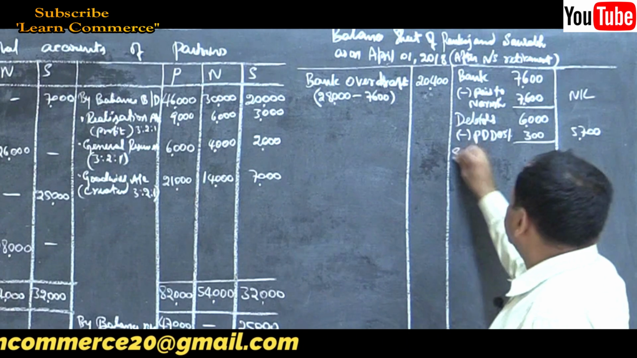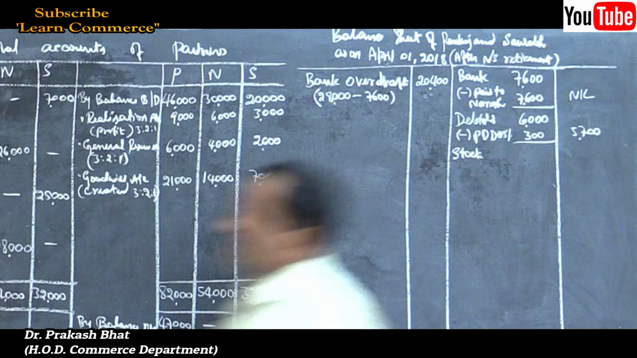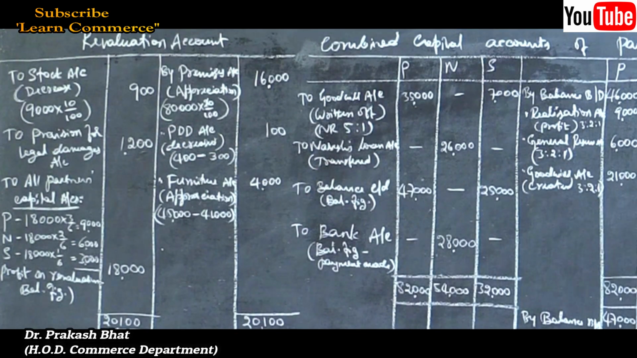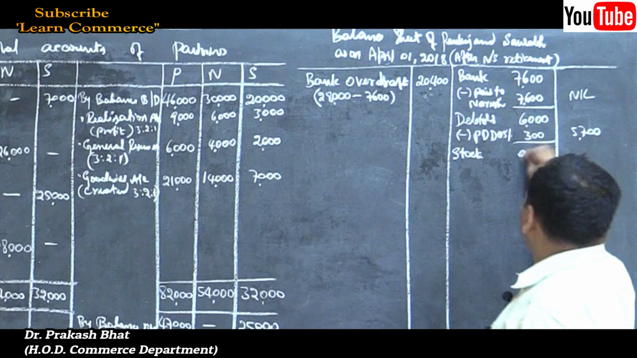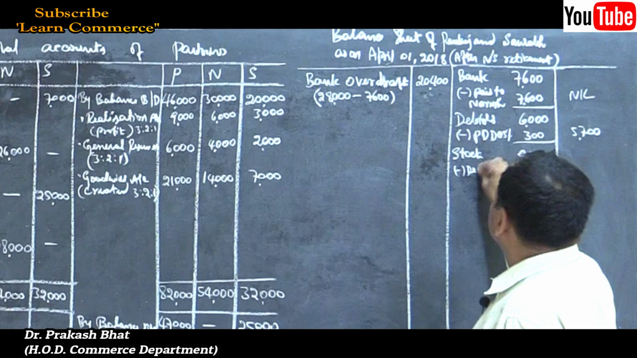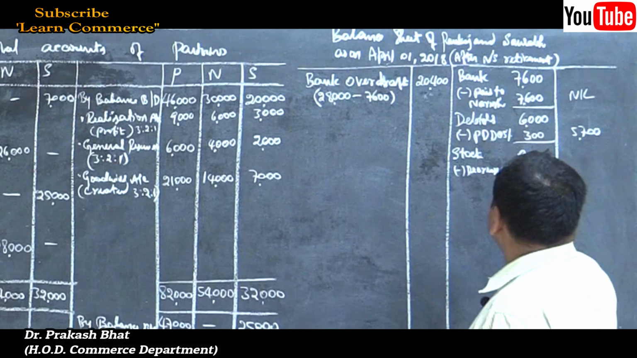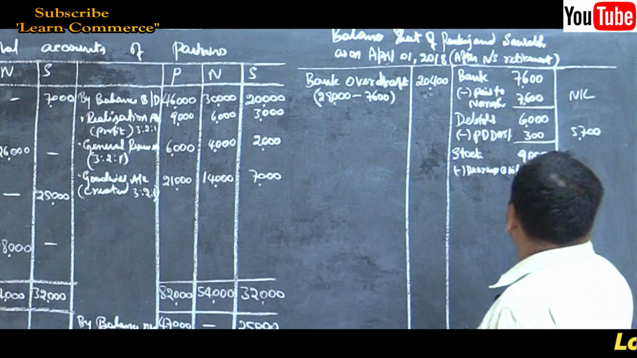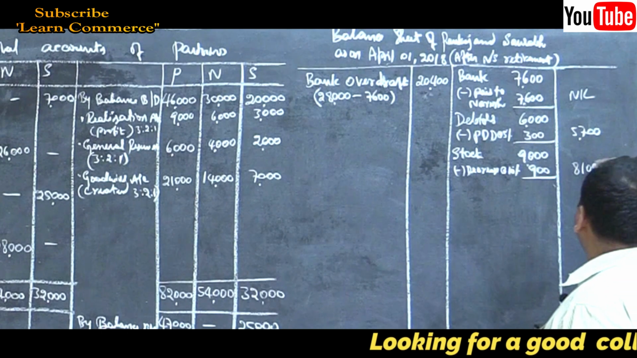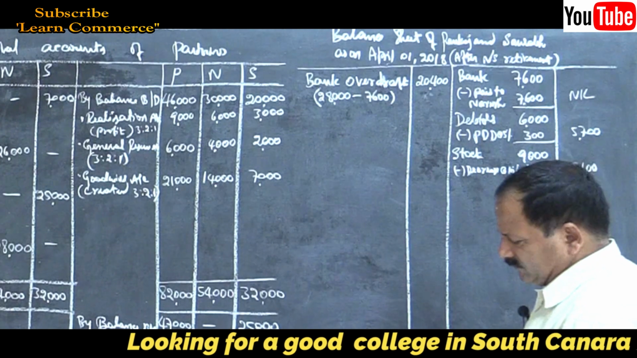There is a change. Refer revaluation account. What happened to stock? Stock is decreased by 10%, right? So inner column 9,000 minus decrease at 10%, so 900, 8,100 is the final value of stock. Then furniture.